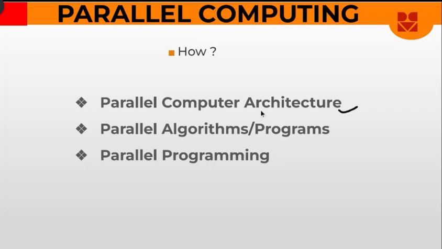So we can't do this on a uniprocessor or with a single processor. And then we would also need a parallel algorithm or a parallel program, which means that our code would have to be written in a special way that the tasks would be divided into sections, and then let each processor know which part of the main task it is supposed to compute.